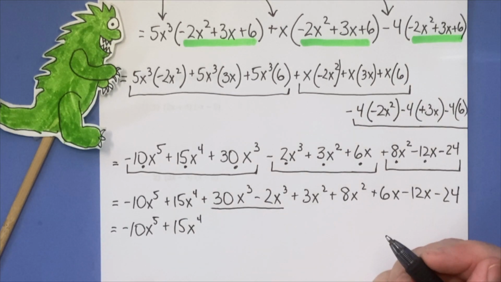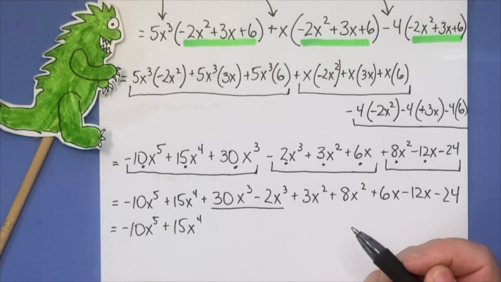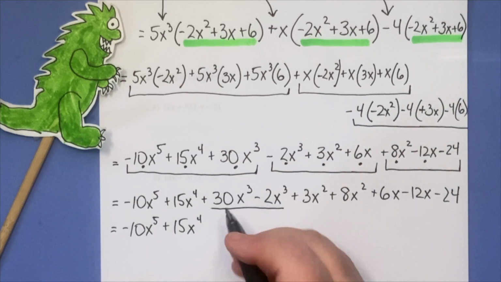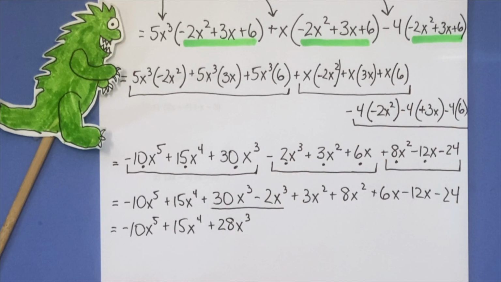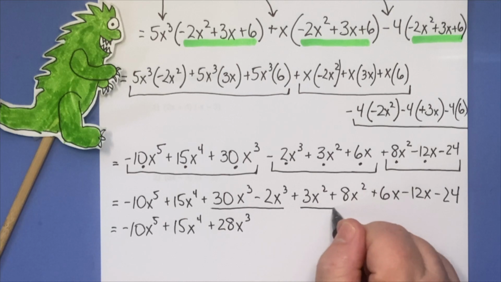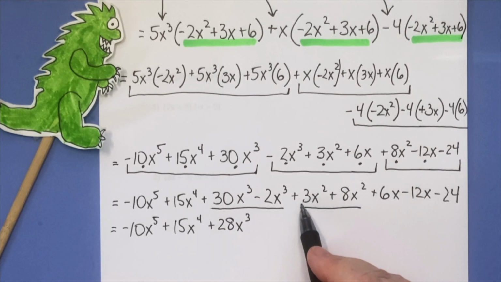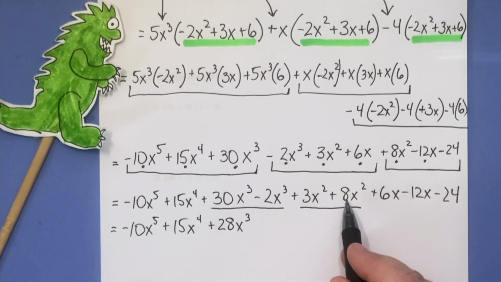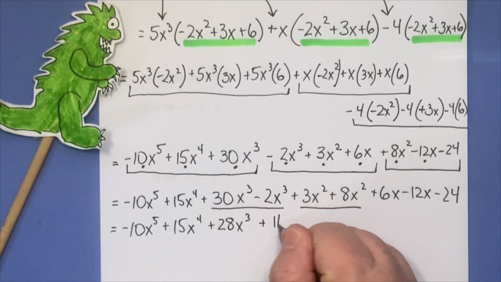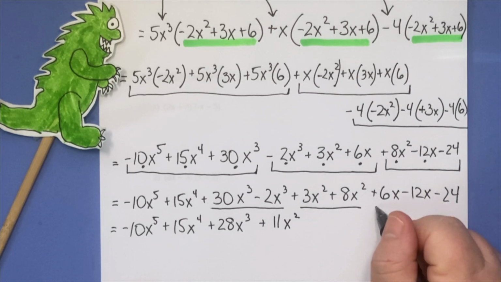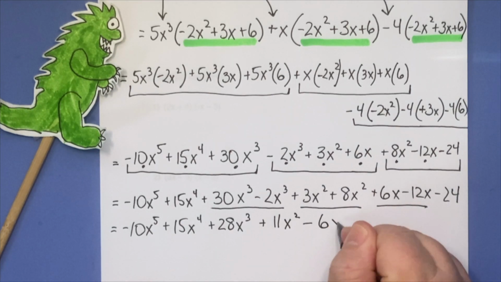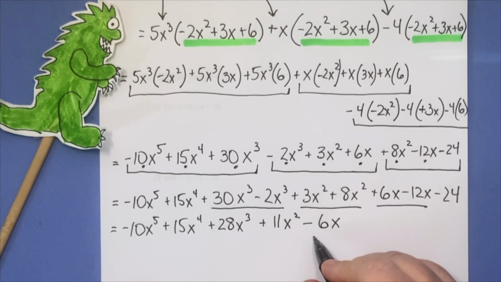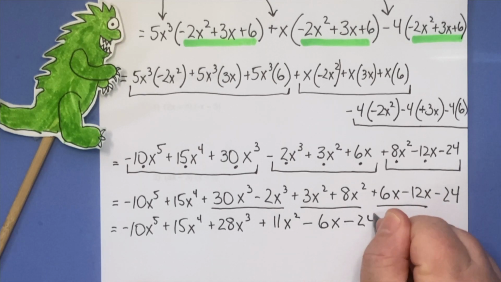There are 2 like terms right there because they both have the same x's, x cubed. 30 minus 2 is 28. If you have $30 and you spent 2, you've got $28 left. 3x squared plus 8x squared. I've got $3 plus $8, or 3 apples plus 8 apples. I get 11 apples, or x squareds. I had $6, but I spent 12. Whoops, I overspent by $6. So 6 minus 12 is negative 6. And then the minus 24 at the end.